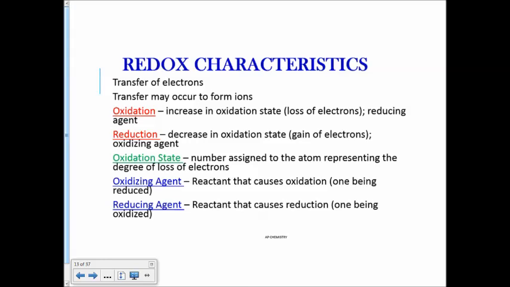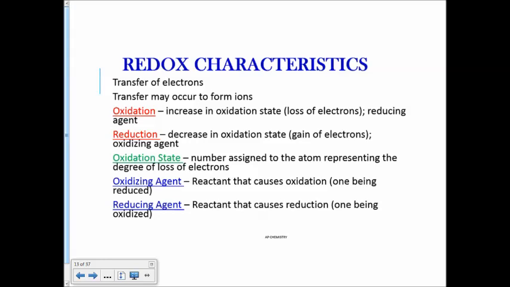So if I'm the reducing agent, that means I'm giving away electrons to another atom. That means I'm causing that atom to gain those electrons, and therefore that atom's being reduced. So they're kind of the opposite of what you would think. Something being oxidized is going to be the reducing agent. Something being reduced is going to be the oxidizing agent.